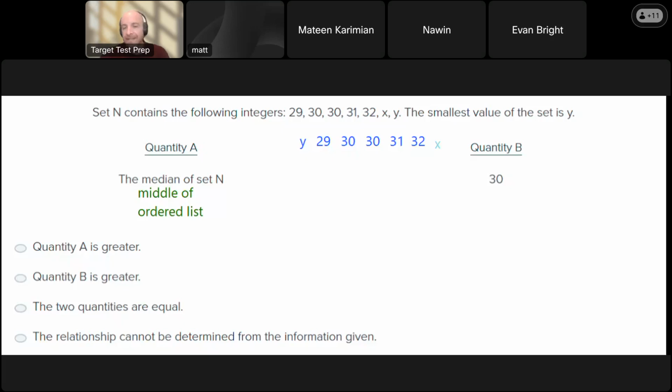Okay, and what does that kind of make you think at first glance? I'm trying to figure out what the median of this list is. It's the middle of the ordered list, and I'm supposed to compare it to 30. So I could put X literally anywhere in this list, except for actually what I just did. I can't make it smaller than Y. Y is the smallest one. So what does that mean for me?